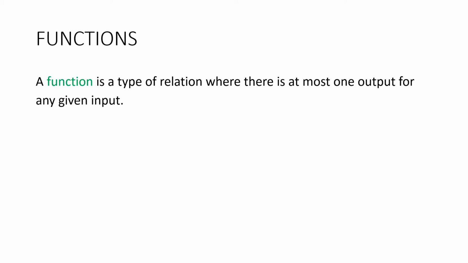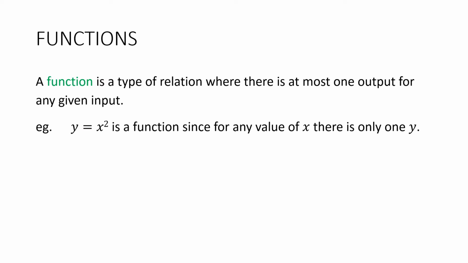So I mentioned before that a function is a type of relation where there is at most one output for any given input. So let's have a look at function. So y equals x squared is a function, since for any value of x, there is only one y. It doesn't matter what number I put in here. So I could put in 7. 7 squared is 49. I could put in minus 2. Minus 2 all squared is 4. So there's only ever one output. So this guy's a function.